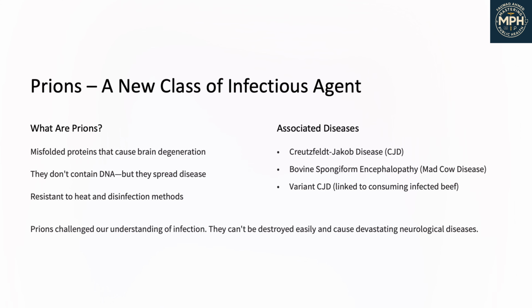Prions, a new kind of threat. In the 1990s, scientists discovered prions, infectious particles made of protein, not DNA or RNA. They cause diseases like Creutzfeldt-Jakob disease in humans, mad cow disease in cattle, chronic wasting disease in deer. People can get variant CJD from eating contaminated beef. Prions resist heat and disinfectants, making them especially hard to eliminate.